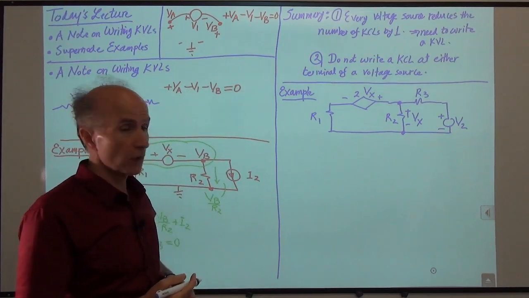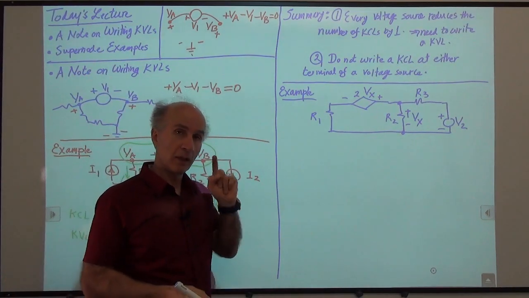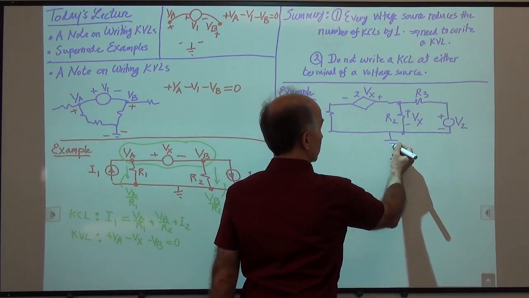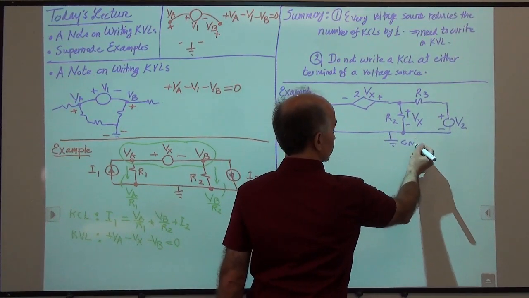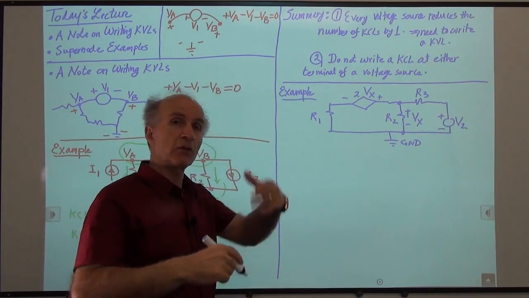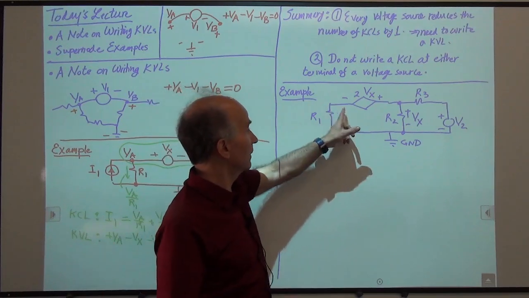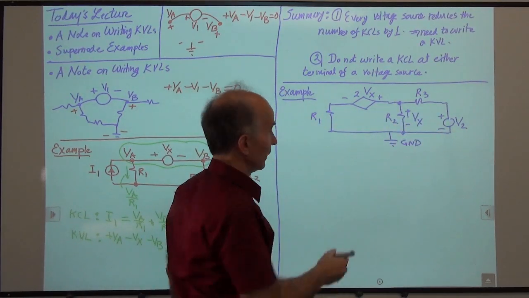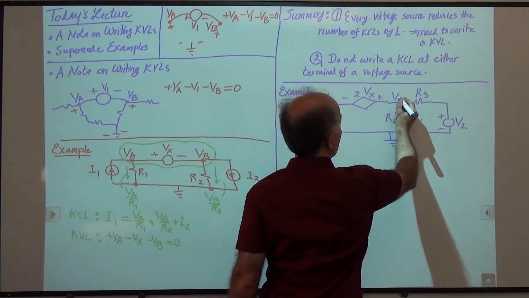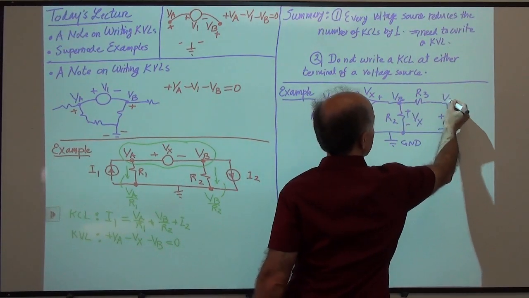Okay, all right, so six steps, right? Step number one, find the ground. Any point is fine. Let's pick this one to be the ground. Step number two, assign voltages to the remaining nodes. So we have 1, 2, 3 nodes. Let's assign voltages: VA, VB, VC.